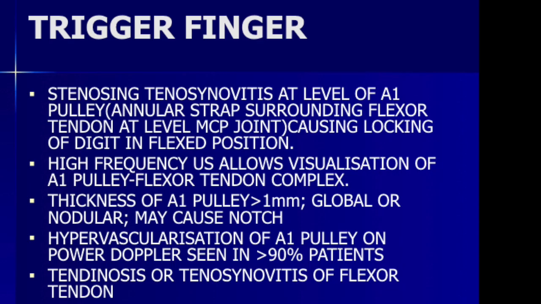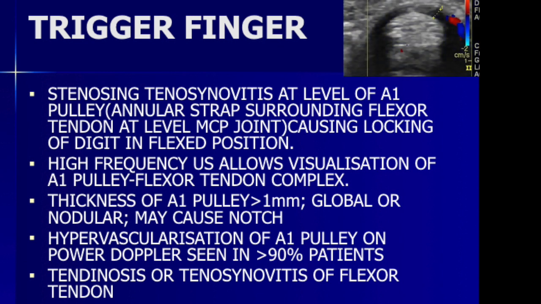Trigger finger is a stenosing tenosynovitis at the level of the A1 pulley, an annular pulley surrounding the flexor tendon at the level of the MCP joint. There are further pulleys distally, like the A2, A3, A4 pulleys, but we shan't talk about them at this point of time. And this results in locking of the digit in the flexed position, leading to the descriptive term trigger finger. High frequency ultrasound allows visualization of the A1 pulley flexor tendon complex. Thickness of the A1 pulley is more than 1 millimeter.